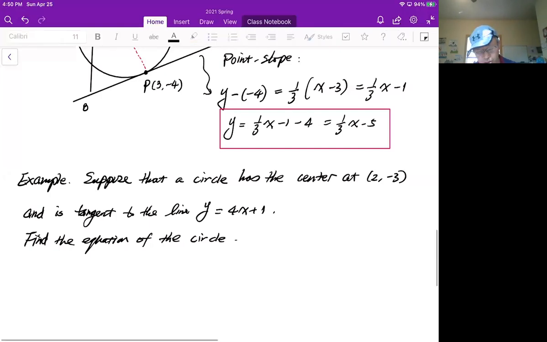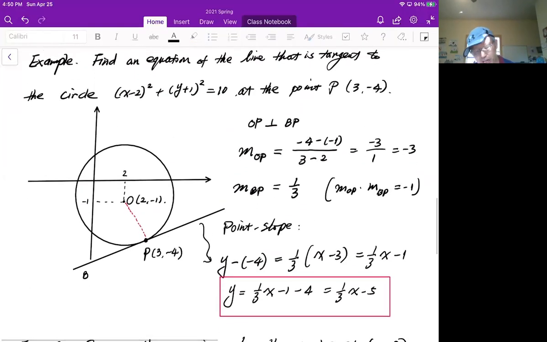So this is the opposite of the previous question, right? If you look at the previous question, we give you the circle and we want you to find the tangent line. But now it's the opposite. Suppose I give the tangent line and I want to find the equation of the circle. Can you see that? So they're actually related, right?